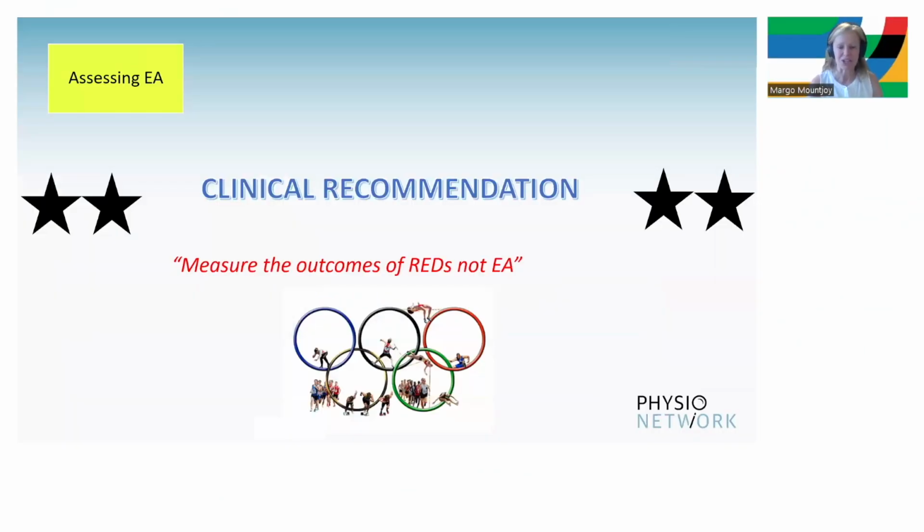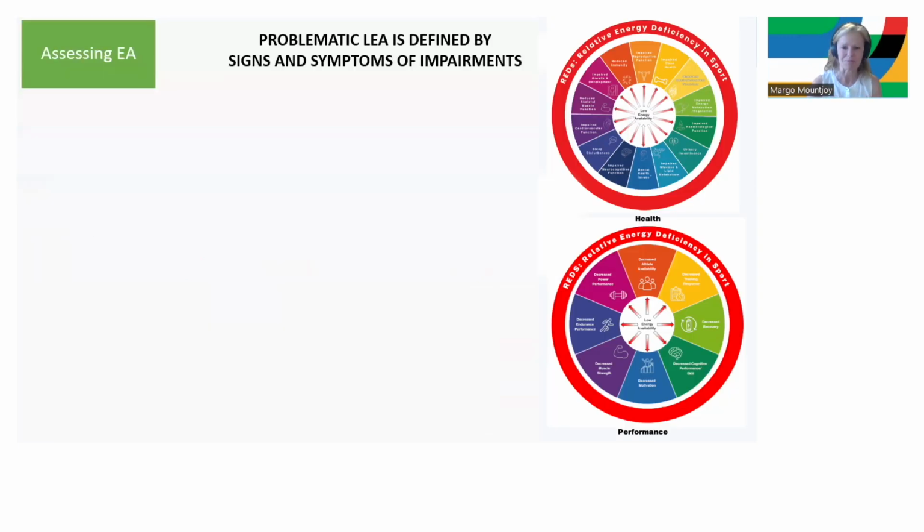So our clinical recommendation is actually not to measure the energy availability and try to find the number through the formula, but to actually look at the outcomes of REDS. What are we seeing clinically in this athlete? And then look back at what their energy availability may have been. So let me describe in more detail.